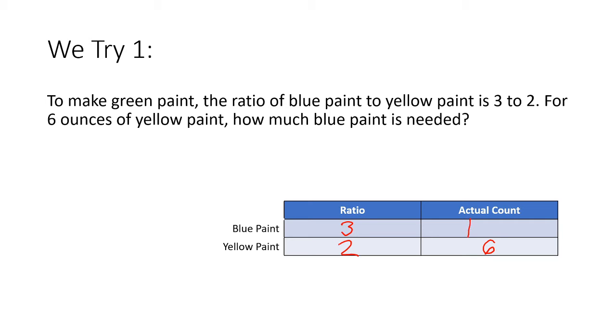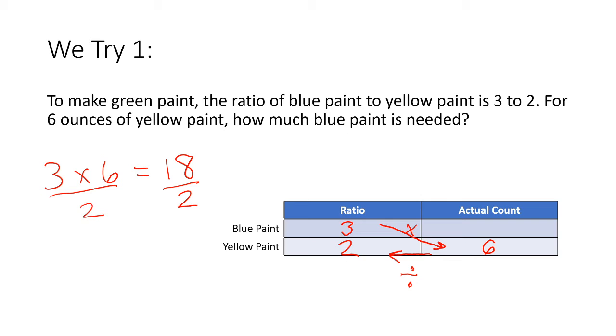This will let me find out the blue paint that I actually want. So to do that, I'm going to multiply diagonally. I'm always going to multiply diagonally. 3 times 6 is 18. Then I'm going to divide across. 18 divided by 2 is 9. Which means that I'm going to put 9 here. So the answer, I'm looking for 9 ounces of blue paint.